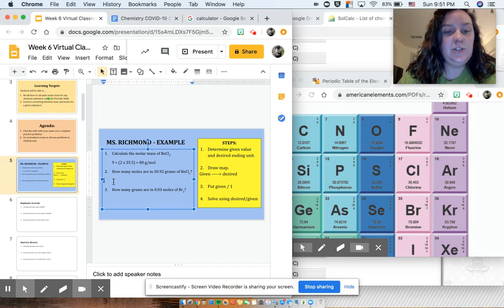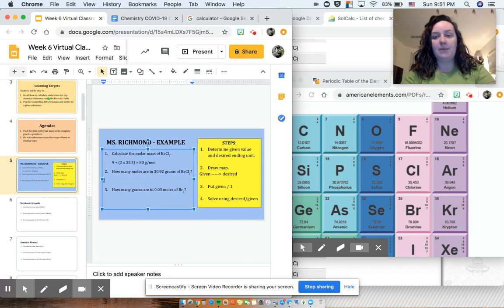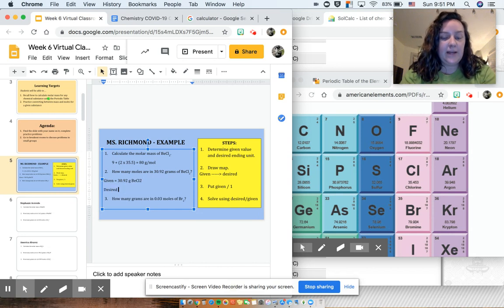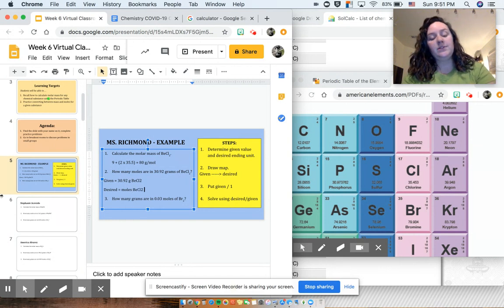So first thing I need to do is determine my given value and my desired ending unit. So my given in this problem, how many moles are in 30.92 grams of BeCl2? My given is 30.92 grams BeCl2. I don't really care if you guys write it with the big 2, even though it's supposed to technically be a small subscript. And my desired is moles, right? I'm trying to figure out how many moles of BeCl2 that equals.